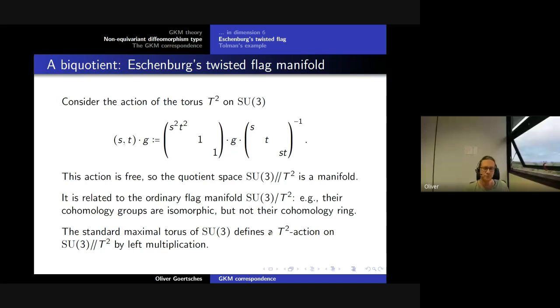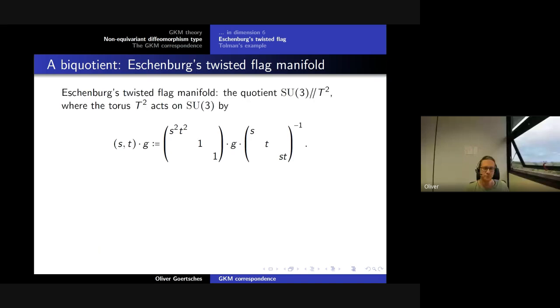But what you can still do is you can look at the maximal torus of SU3, so the diagonal matrices, and let it act on this quotient by left multiplication, because these diagonal matrices commute with this matrix here on the left. Right? So this gives a well-defined action. So I have a two-torus action on this six-dimensional manifold. Okay.